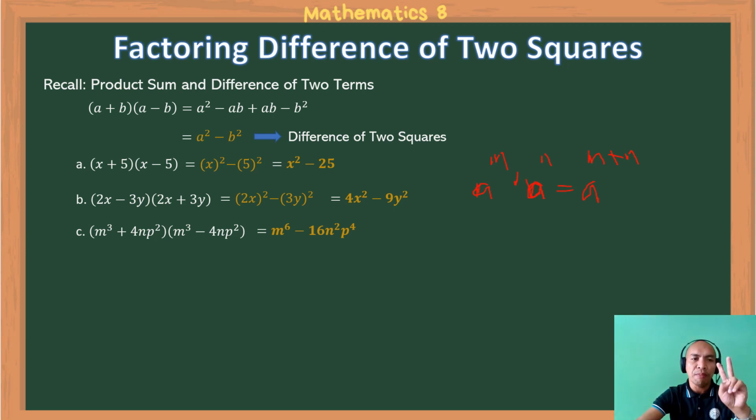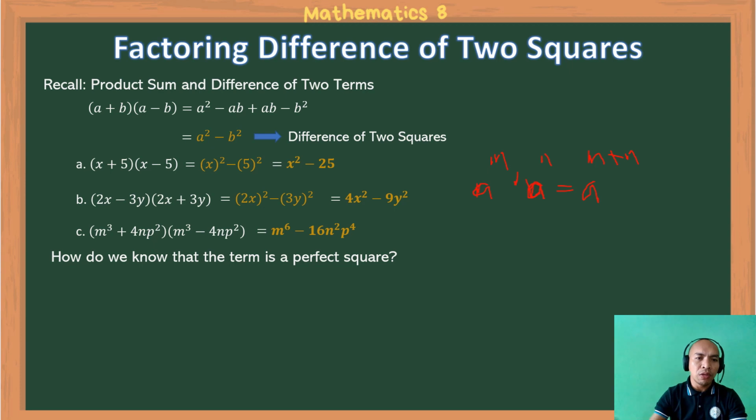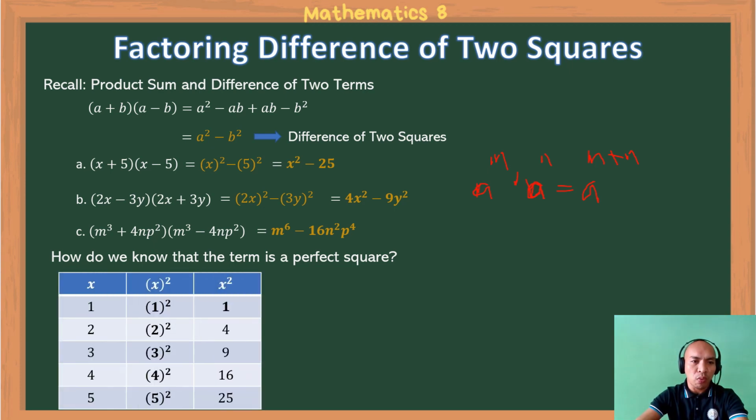So if we multiply m cubed by itself twice, so m cubed times m cubed is equal to m to the power of 6. Then minus, so the square of 4 is 16, the square of n, so n times n, is n squared. Then p to the power of 2 times p to the power of 2 is p to the power of 4. So this is now the product of this given expression. How do we know that the given product is a perfect square?